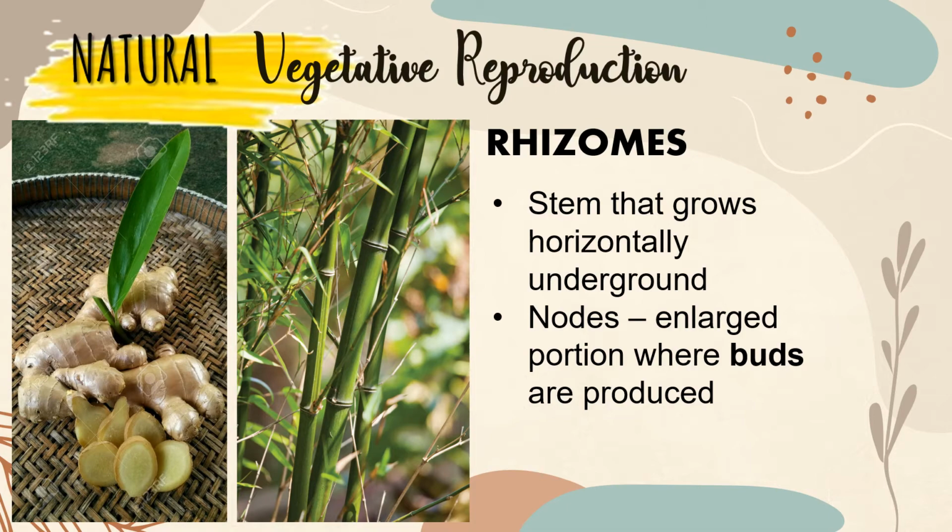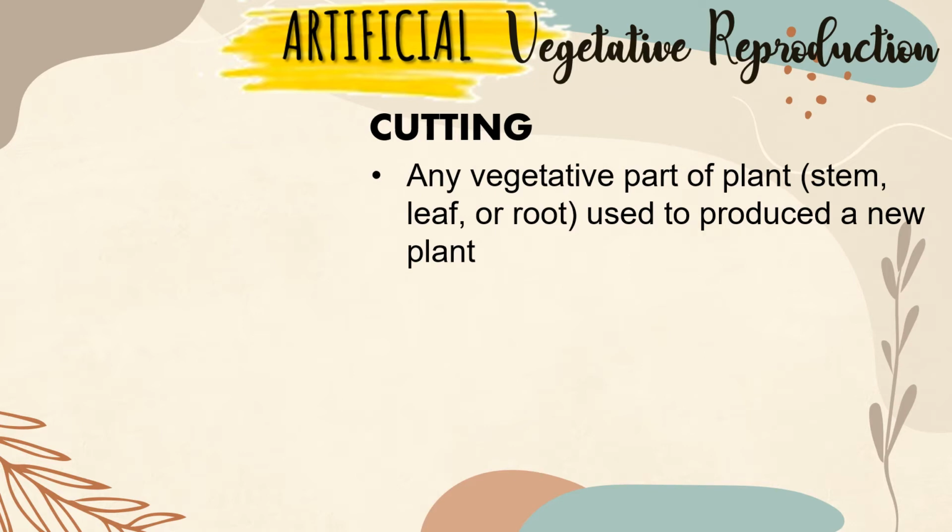So eventually the ginger that we are consuming are the buds which are produced from the nodes of the ginger stem. So those are the natural vegetative reproduction. Now, there are also methods that can be used which can artificially propagate plants. And these methods are used to improve the quality and productivity of plants. These are the artificially propagated or vegetative reproduction in plants.